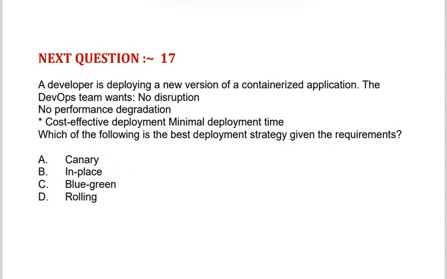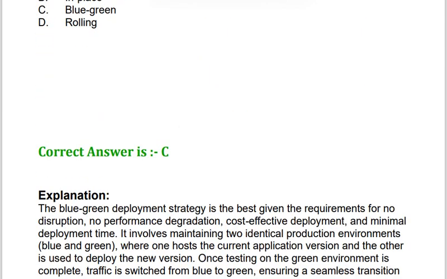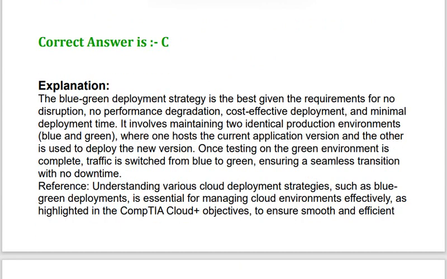Question is, a developer is deploying a new version of a containerized application. The DevOps team wants no disruption, no performance degradation, cost-effective deployment, and minimal deployment time. Which of the following is the best deployment strategy given the requirements? Option A, canary. Option B, in place. Option C, blue-green. Option D, rolling. Correct answer is option C.